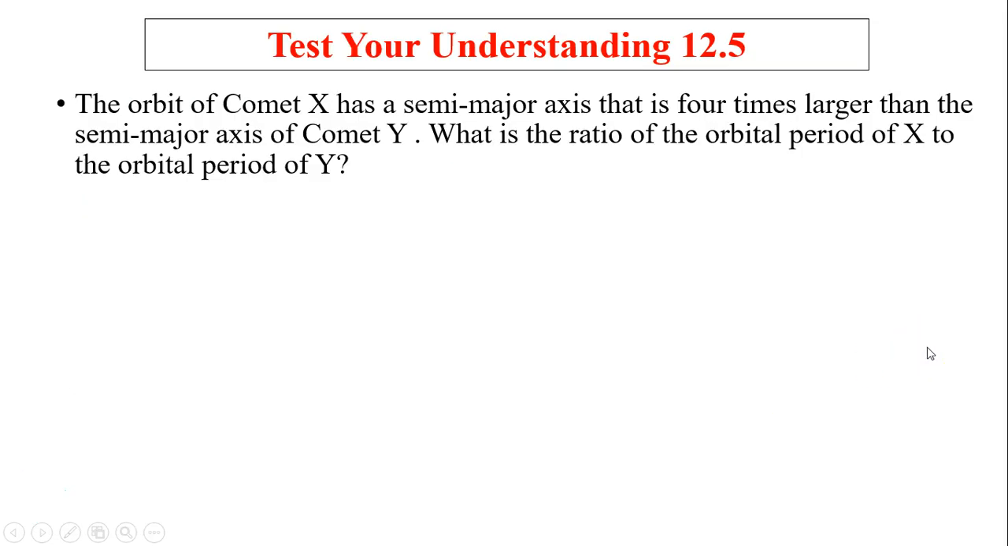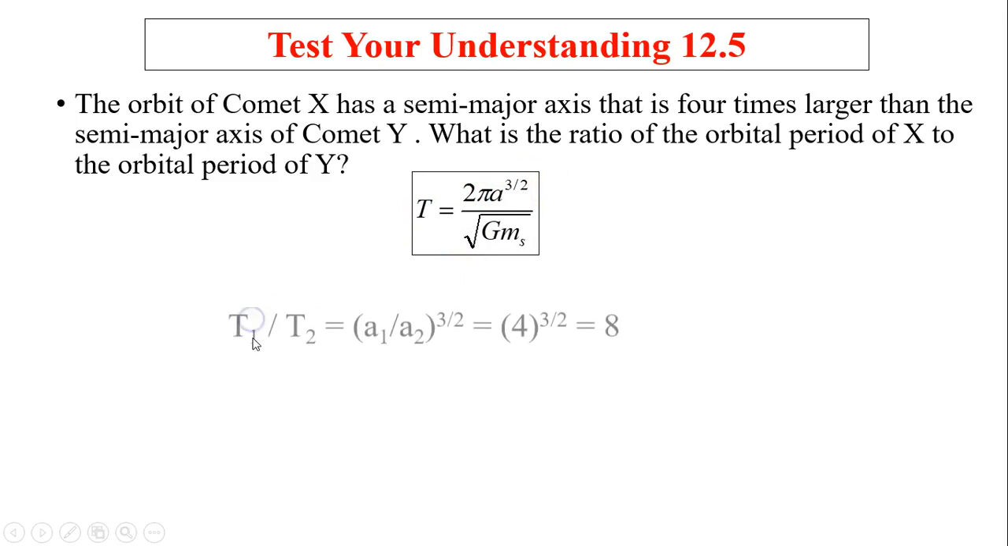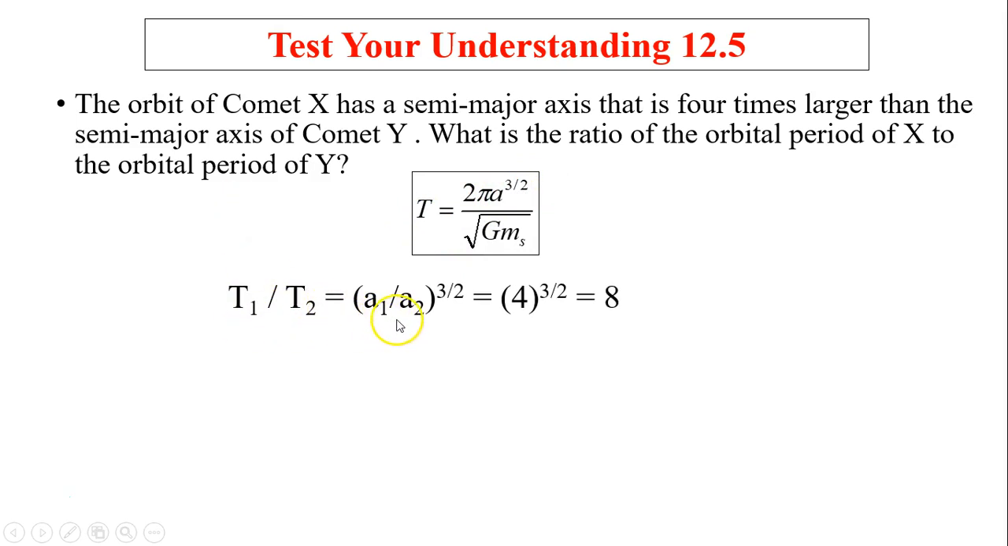Now let's check your understanding. The orbit of Comet X has a semi-major axis that is 4 times larger than the semi-major axis of Comet Y. What is the ratio of the orbital period of X to the orbital period of Y? Let's see the relationship. T is proportional to a to the 3 over 2. So Tx over Ty equals Ax over Ay to the power of 3 over 2. X has 4 times the semi-major axis of Y, so it's 4 to the power of 3 over 2, which is 8. The ratio of the orbital period of X to Y is 8.